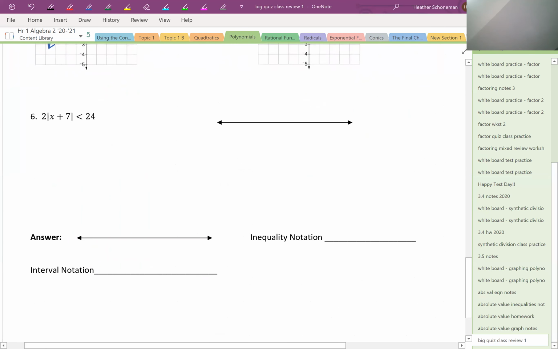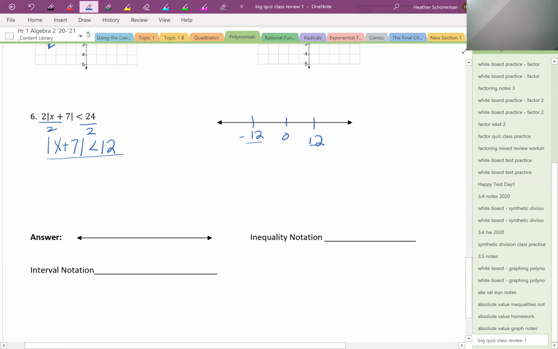All right, last one. I'm going to solve this absolute value inequality. So with absolute values, you cannot split it until you've got the absolute value by itself. So here I'm going to divide by 2. So I get the absolute value of x plus 7 is less than 12. So on my work number line, I'm going to use -12 and 12. I'm not going to pick these numbers here until I get the absolute value by myself.